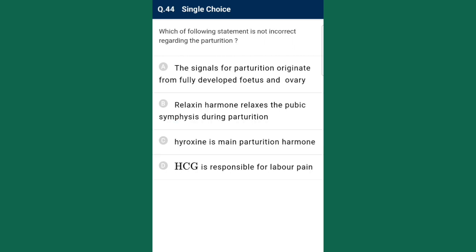Question number 44. Which of the following statements is not incorrect regarding parturition? So the answer for this question is option B. Relaxin hormone relaxes the pubic symphysis during parturition, so the statement is not incorrect regarding parturition.